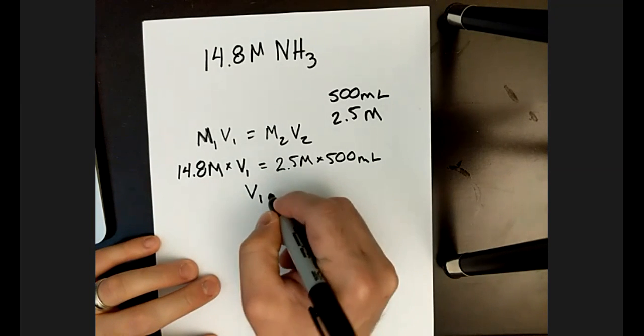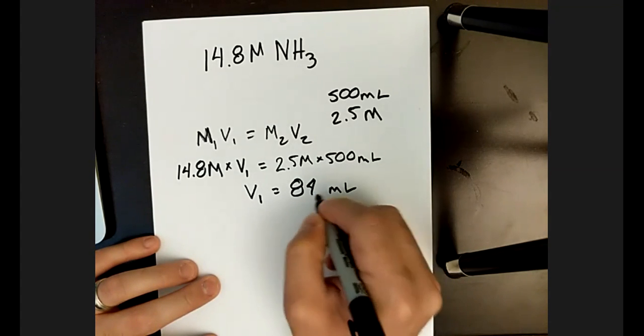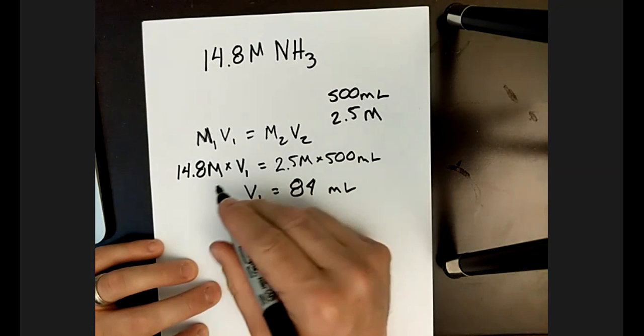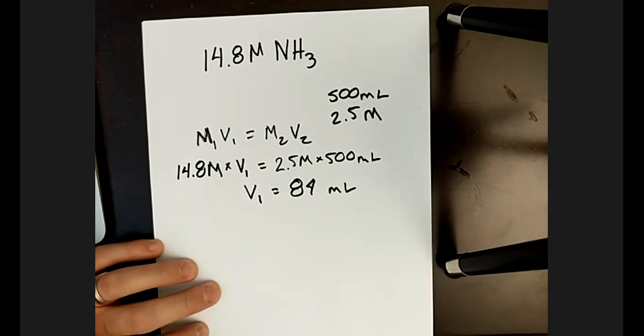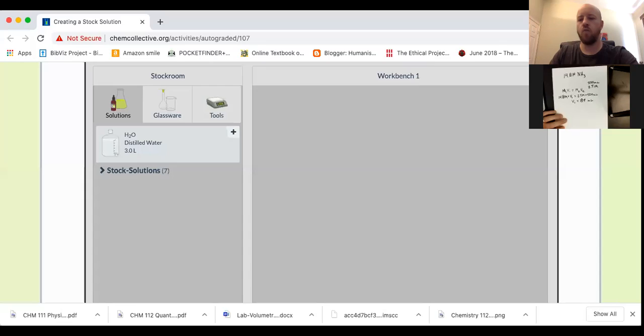So the volume one is 84 milliliters. There are some decimal places in here. You could say 84.5, depending on the sig figs that you want to go with. Then what we're going to do is take this same thing and come over to the simulator, and we want to replicate this over here.